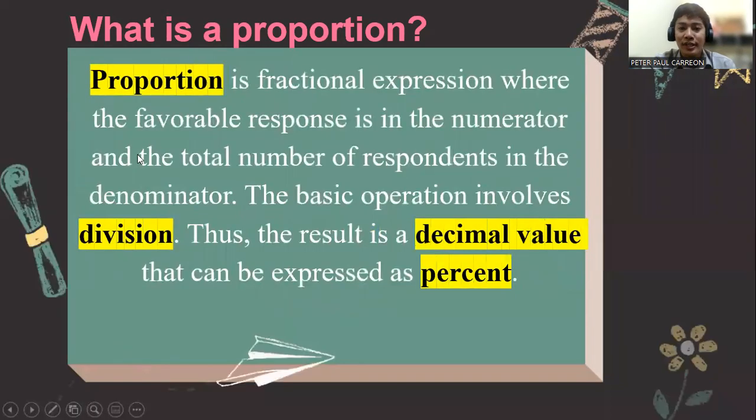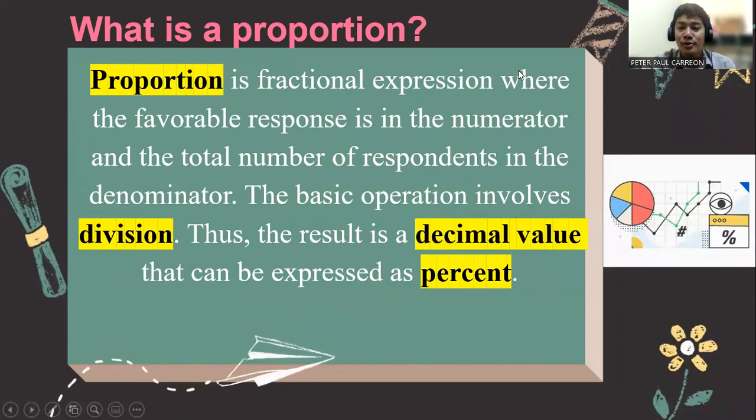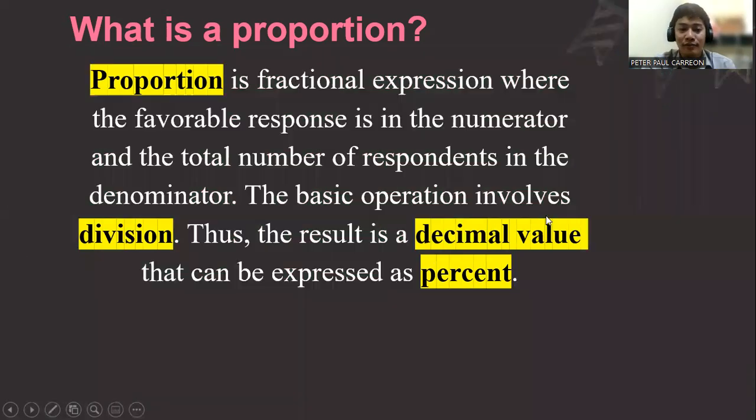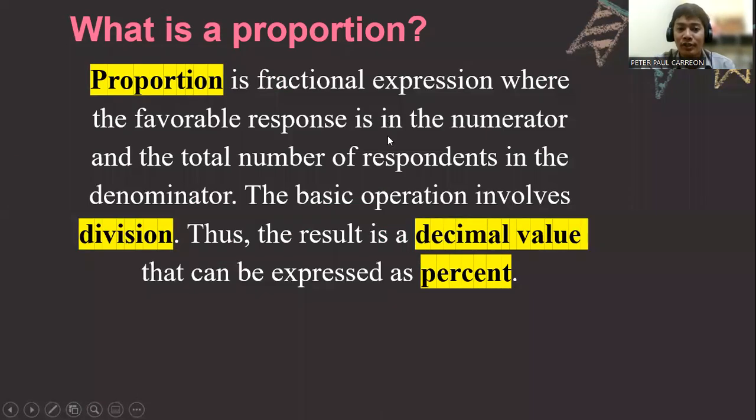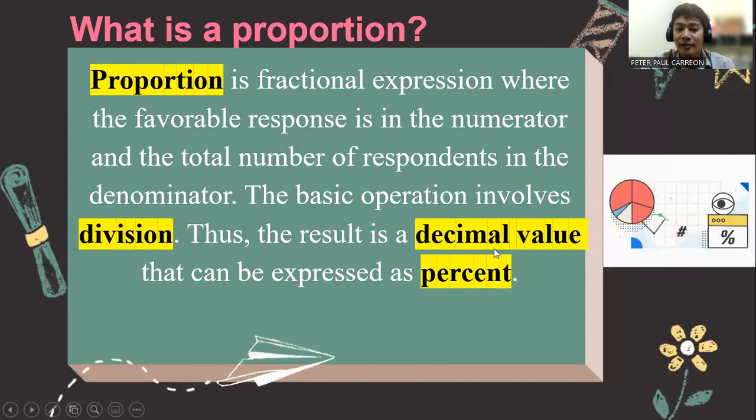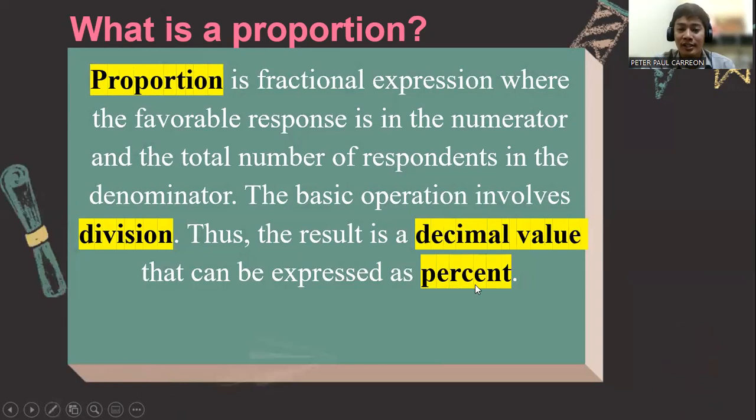So proportion is a fractional expression. Always remember that we will get a fractional form of a number where the favorable response is in the numerator and the total number of respondents is in the denominator. So the basic operation involved is division. Thus, aside from its fractional expression, we can also form a decimal value, which can later be expressed as a percentage.